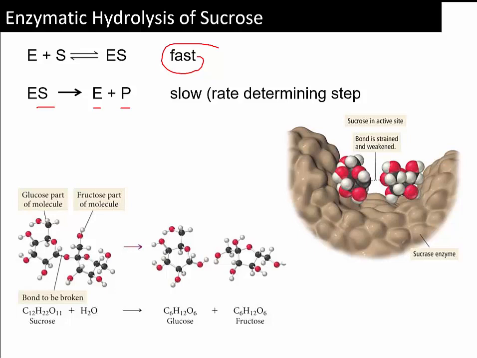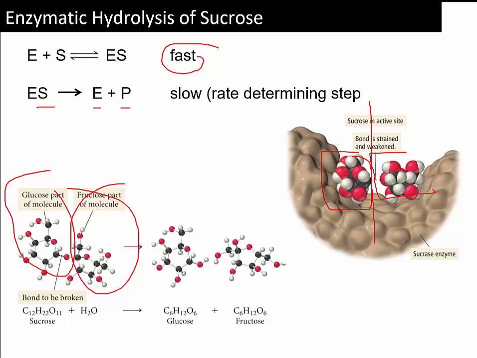So if you've got sucrose, that's glucose and fructose together. You've got a glucose part and you've got a fructose part. Well, our sucrase enzyme is going to hold these guys in the right orientation to allow this bond to be weakened. So the sucrose is in an active site. Our sucrase enzyme is going to hold them in a position where this bond is easier to cleave. And that's it for our chapter on kinetics.